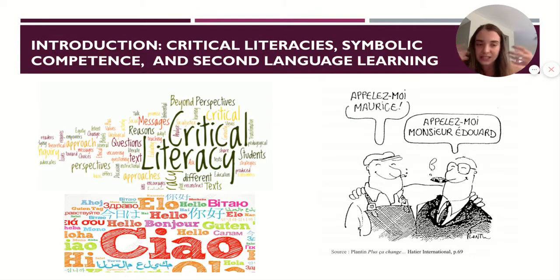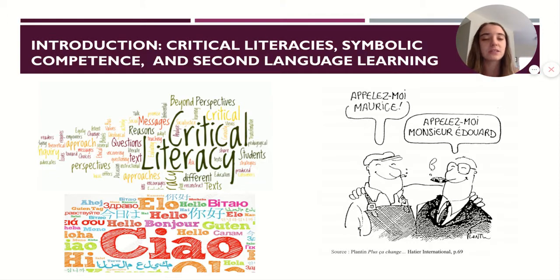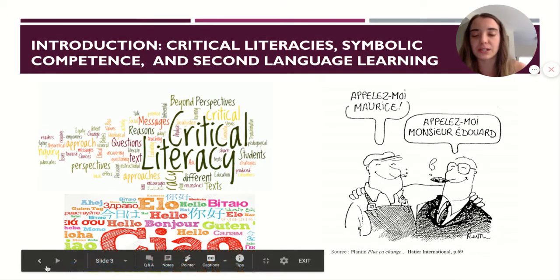It's this ability to detect these little subtle lines of power and hierarchy. And I'm going to go into more of that in just a minute as well. And then all of these are related. Critical literacy and symbolic competence are both together related to second language learning, because in order to learn and use a second language in context, you need to be able to look at things critically and to understand the power hierarchies that are going on in any type of communication.